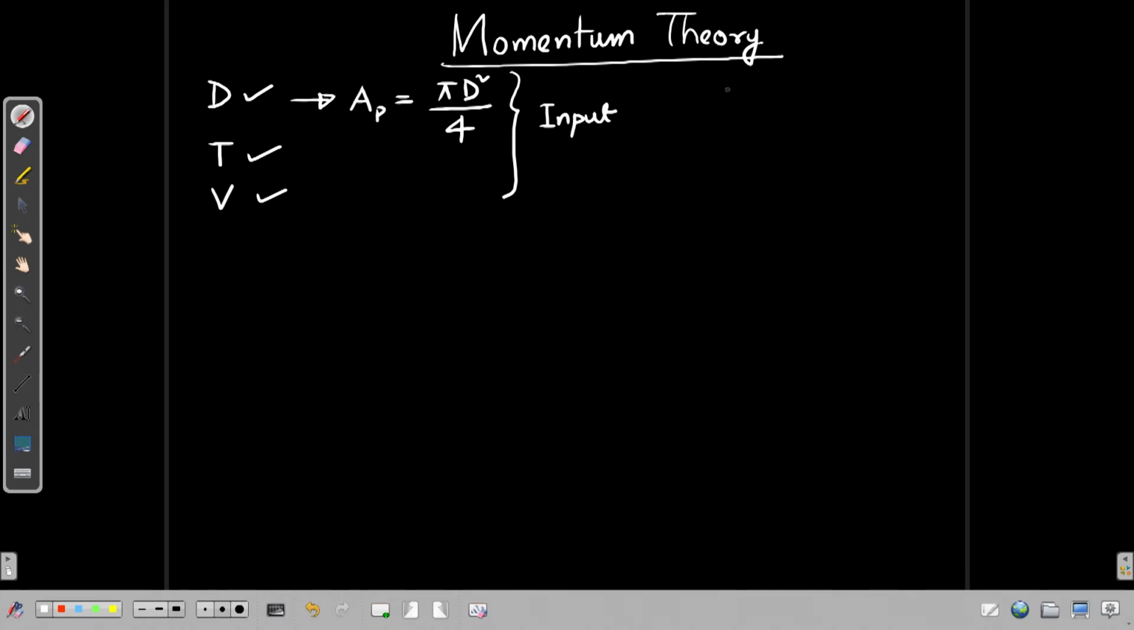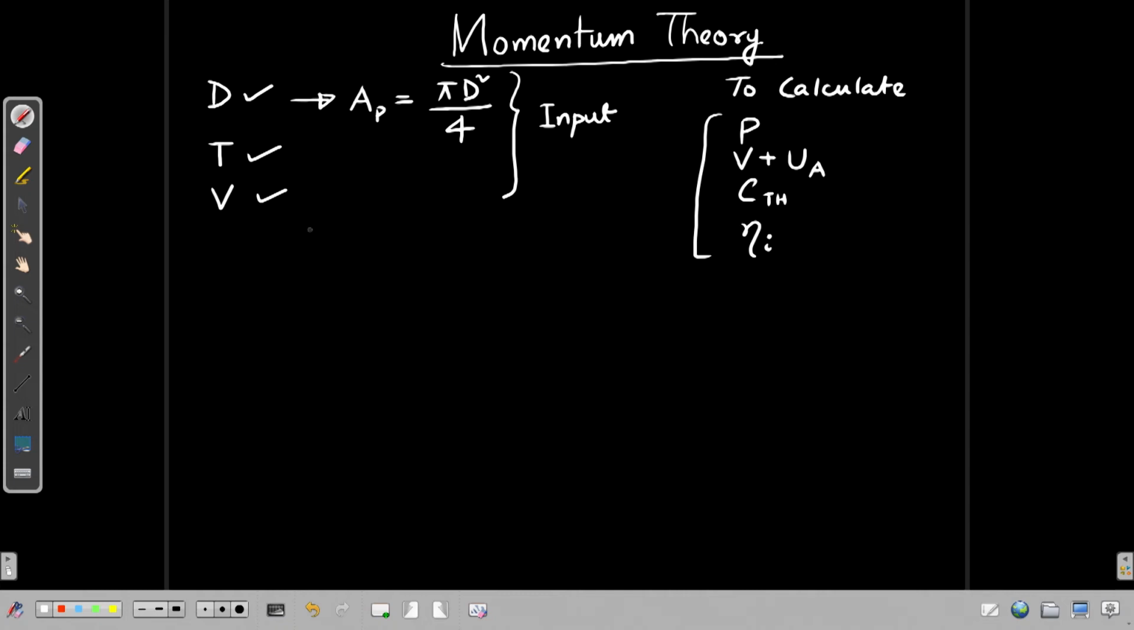The parameters to be computed, so I write to calculate, are power delivered to the propeller, velocity far astern, which is V plus the axial induced velocity UA, the thrust loading coefficient, and the ideal efficiency eta I.